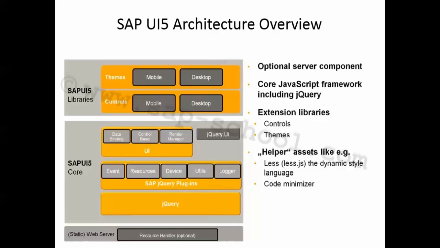Then the jQuery. After that, in the SAP UI5 libraries we have the themes and the controls, which are for mobile as well as desktop. These are the optional server components, then the core JavaScript framework including jQuery, then the extension libraries which have the controls and the themes. After that we have the assets like LESS and the code minimizer.